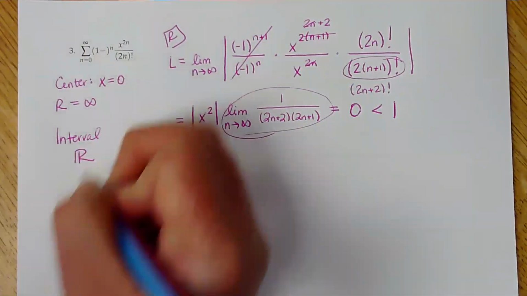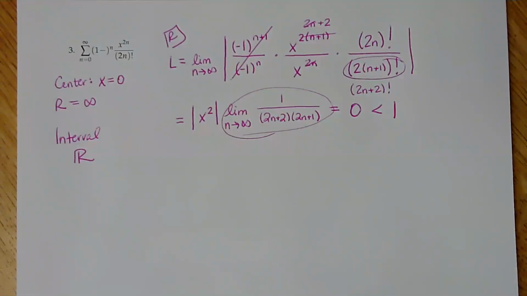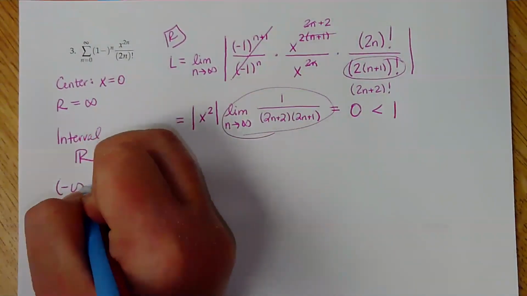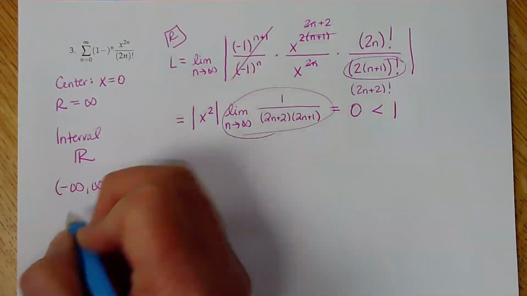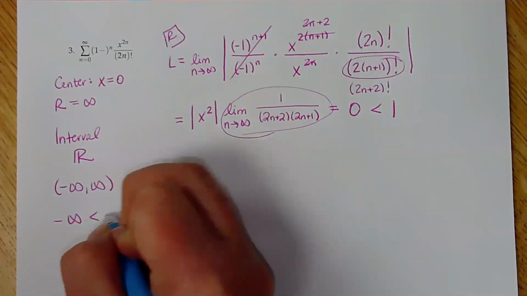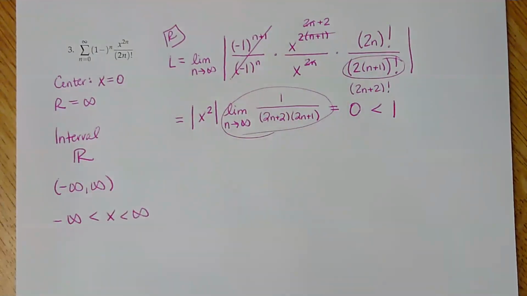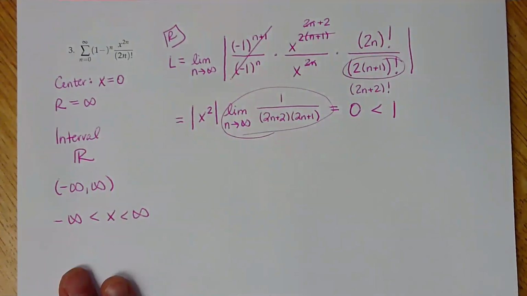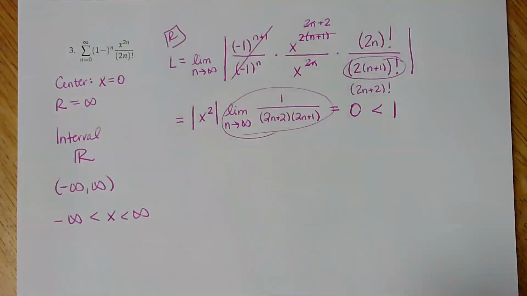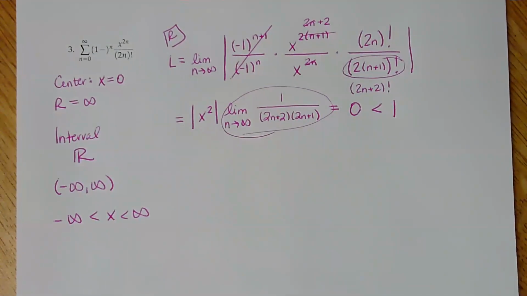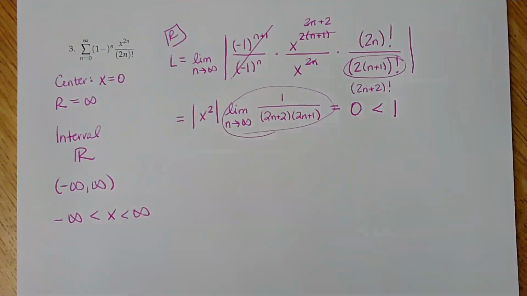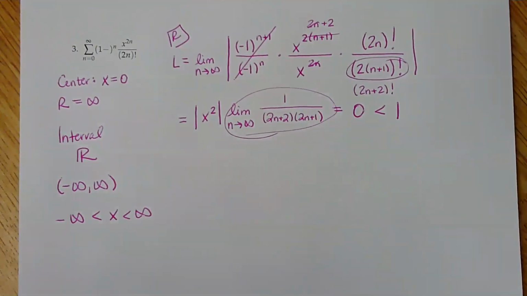You can write your interval as the R with the double bar on the back side of the R, or you can write it as negative infinity to positive infinity, or you could write negative infinity less than x less than positive infinity. But any value of x will work, and so that means our radius is infinity here. So that would be an example of any real number we use will work. Let's take a look at number 4.